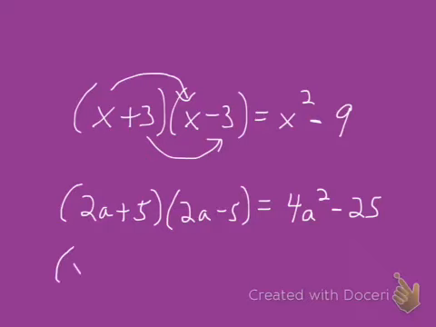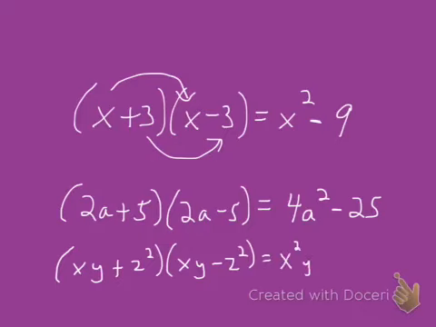Let's do xy plus z squared and xy minus z squared. Still the same thing. We have more variables, but they're still the same, except we have addition in one, subtraction in the other. So the first terms, xy times xy, would give you x squared y squared. And then your last terms, z squared times z squared, would give you z to the 4th, and it will be minus.